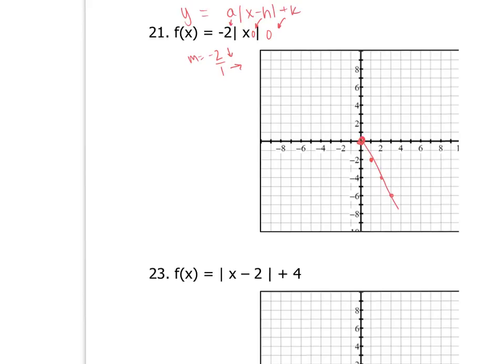And you can start to see my absolute value graph growing. If I use symmetry to get the other side, I would be going left 1 this time. And then here's the other half of that V.